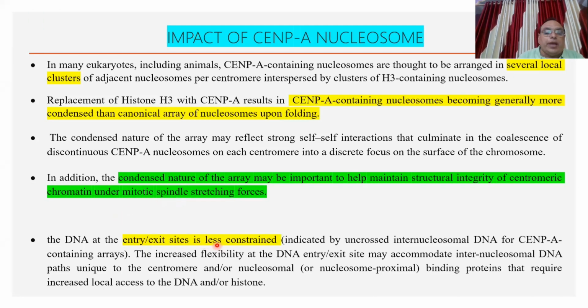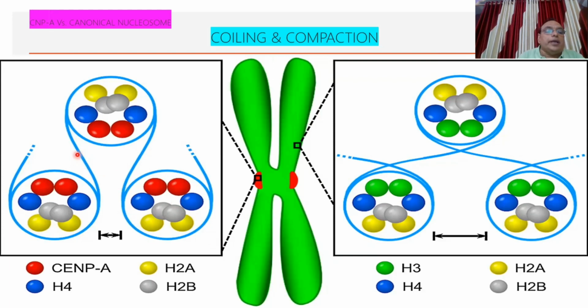Another point is that the entry and exit site is less constrained. You see here the entry site, DNA is entering, and here the exit. You see here the entry and exit site is tightly bound. So it is more constrained. It is more compacted. The histone core, the octamer, is tightly bound by the DNA wrapped around it, but here it has less constraint, that it is not that tightly coiled. In the case of the centromere, the histone core involves replacement of canonical H3 by CENP-A.